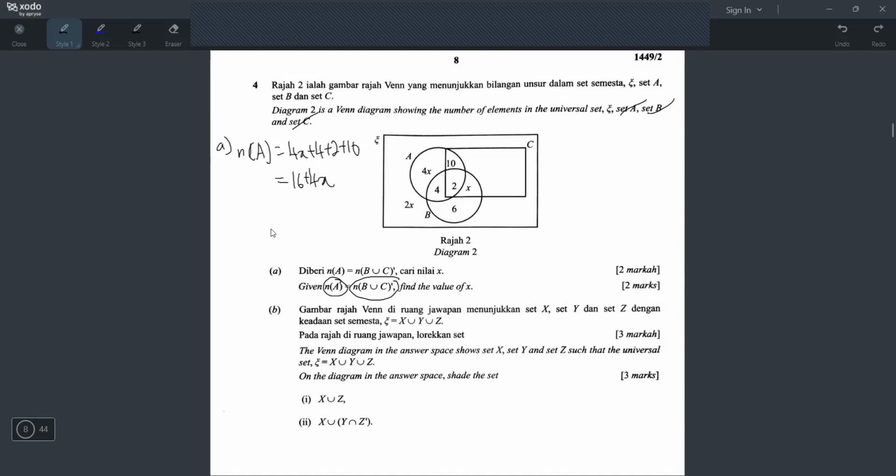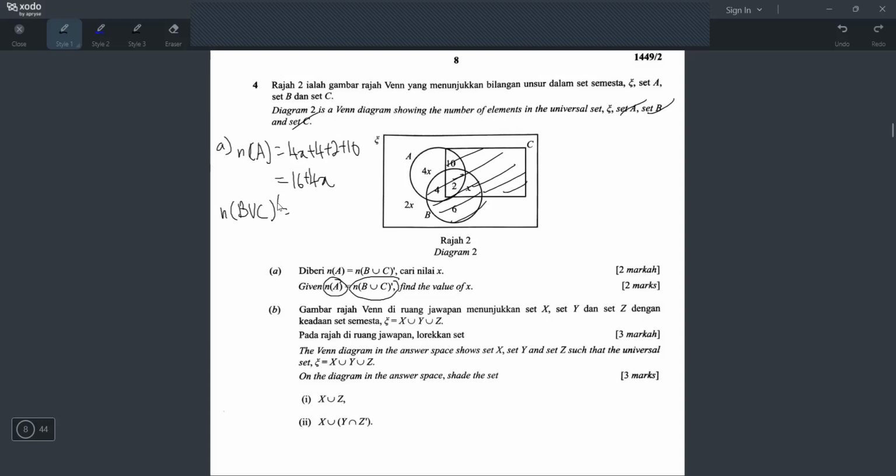And now it's time to calculate the number of elements in B union C complement. I recommend you calculate the number of elements in B union C first, right? So let's talk about B union C. Where is B union C? B union C means you take B and you take C and then take everything, because union means you ambil semua. So B and C you ambil semua means what? It means 4 plus 2 plus X plus 6 plus 10.